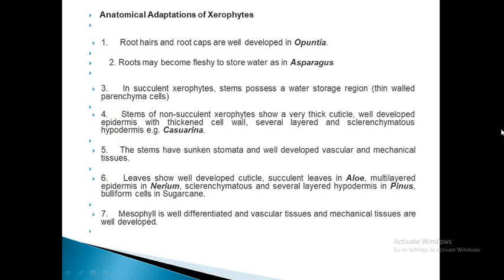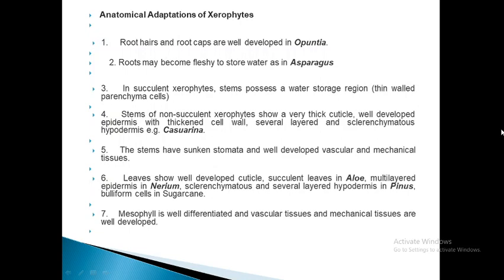Now, anatomical adaptations of xerophytes. Root hairs and root caps are well developed. The roots may become fleshy to store water, as in the asparagus plant. In succulent xerophytes, stems possess a water storage region because of thin-walled parenchymal cells.